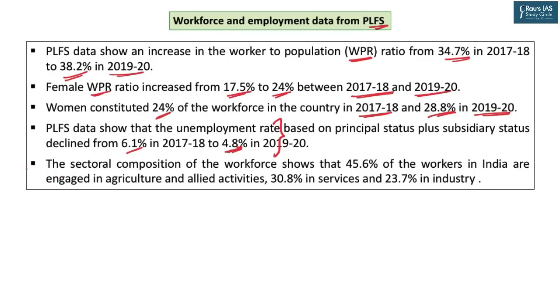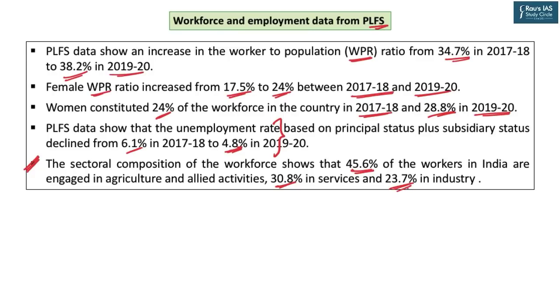Now let's come to the most important data regarding employment distribution in Indian economy according to the periodic labor force survey, which is the highlight of this article. The sectoral composition of workforce is like this. It's around 45.6% in agriculture, 30.8% in services, and 23.7% in industry.